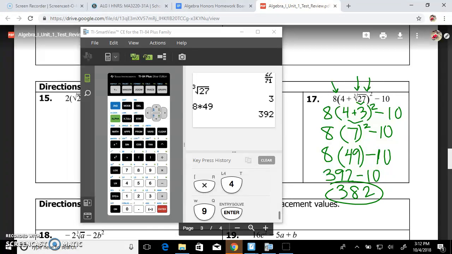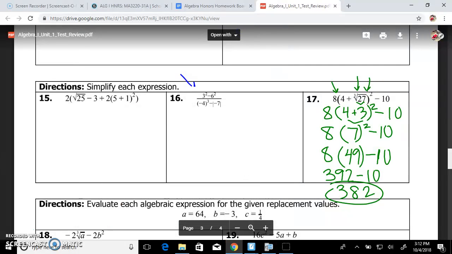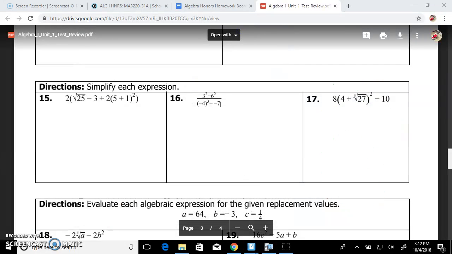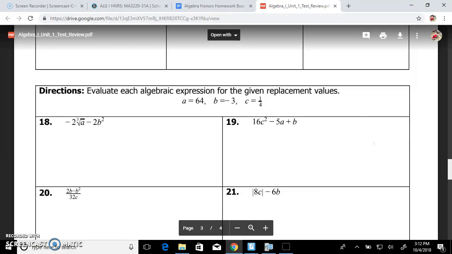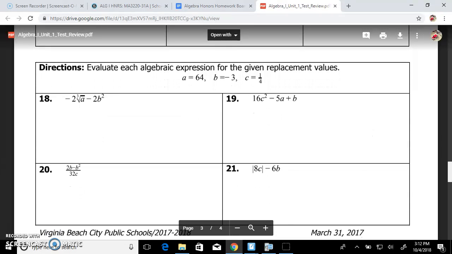And of course, I always say check in your calculator just to make sure. You don't want to make a simple mathematical error like that. 382. Excellent. All right, let's move on. So now we're going to evaluate for replacement values. Number 18.